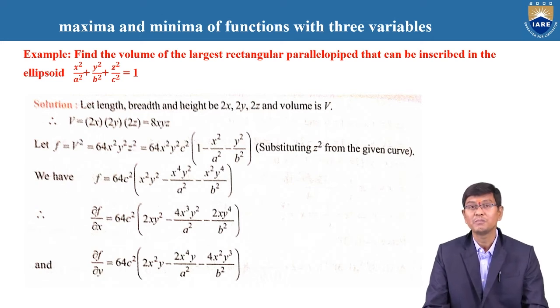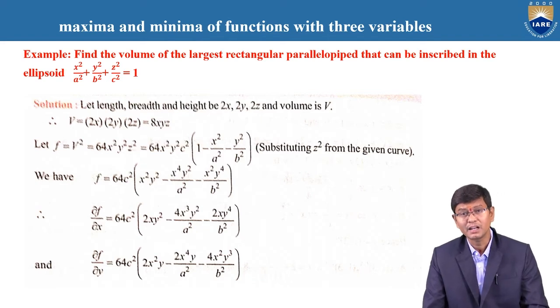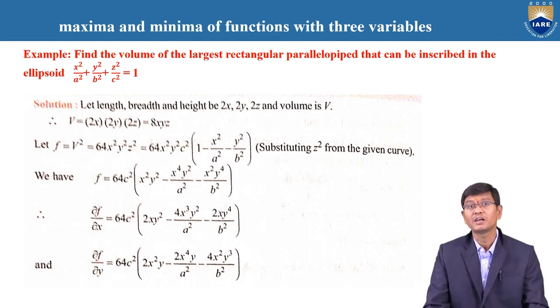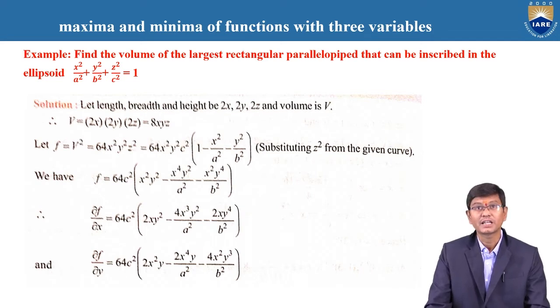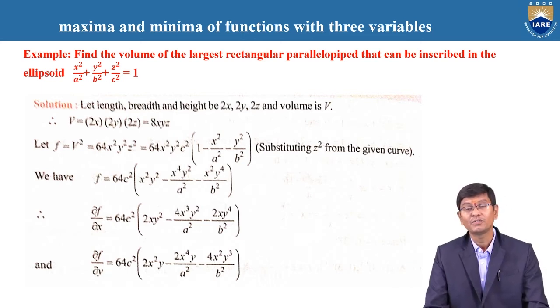Therefore, here also, before going further, we need to understand what the volume of the rectangular parallelepiped is. If the length, breadth, and height are considered as 2x, 2y, 2z, then the volume of the rectangular parallelepiped is 2x into 2y into 2z. That is nothing but the product of the length, breadth, and height, which is 8xyz.